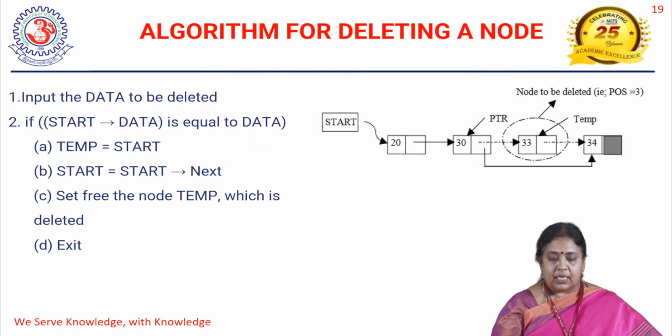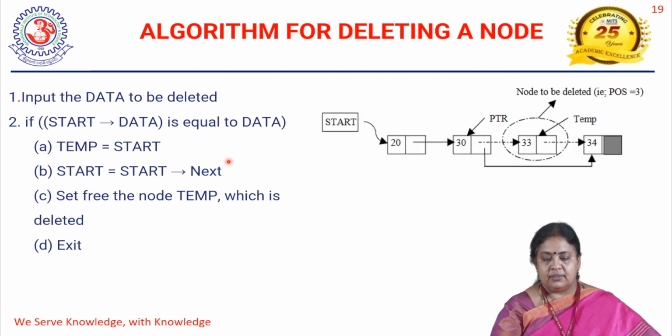Then coming to the deletion part, simple, same as it is. So now we have shown this one. For example, if start equal to data, we have to give the data that has to be deleted. Either it can be the first element or last element or in the middle. So you are going to check whether the start of data is equal to data.